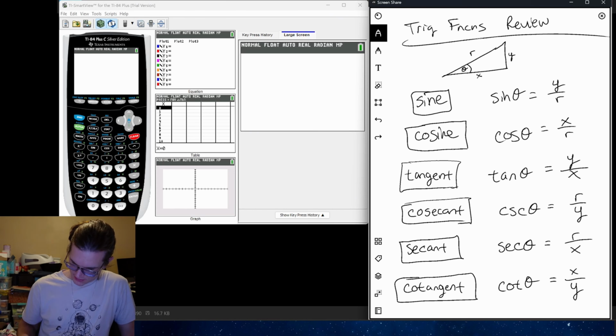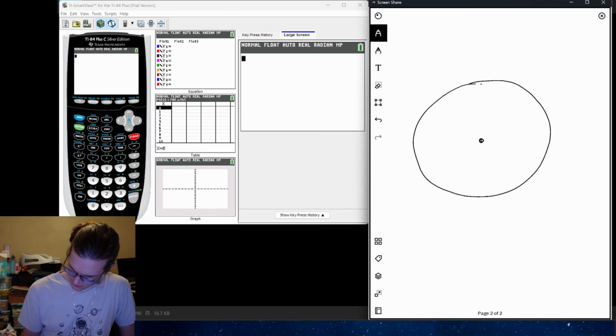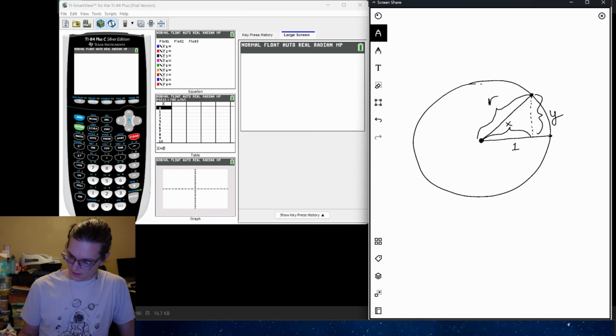All right, and that pertains to the unit circle as we went over. It's called a unit circle because it has a radius of 1. And anywhere that you draw a point on here, you're looking at this triangle. The x-coordinate is this distance, the y-coordinate is this distance, and the r is, again, the radius.